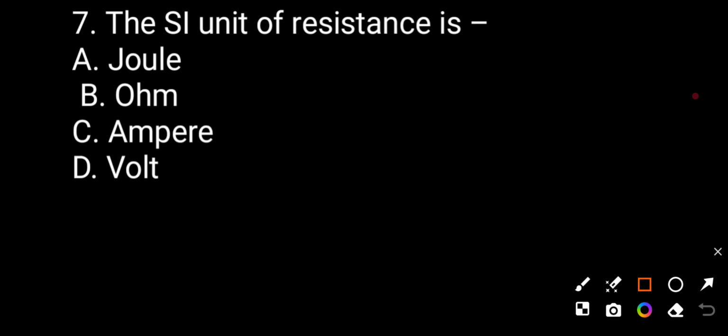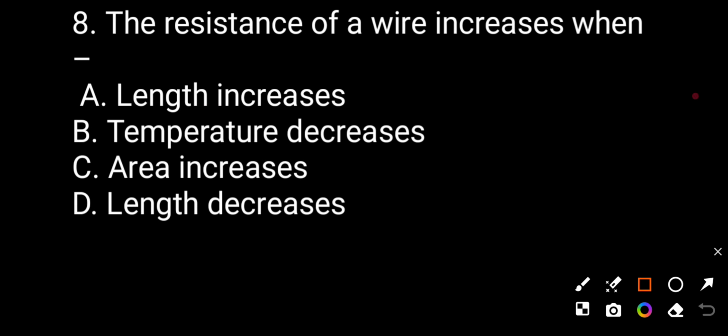The SI unit of the resistance is option A joule, option B ohm, option C ampere, option D volt. The SI unit of resistance is the ohm. Option B is correct. Now see question number 8.